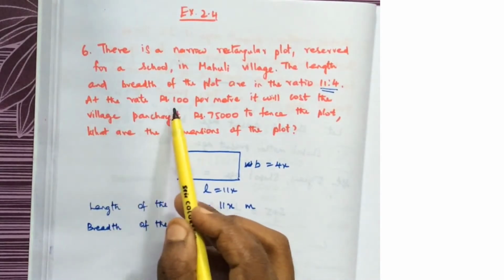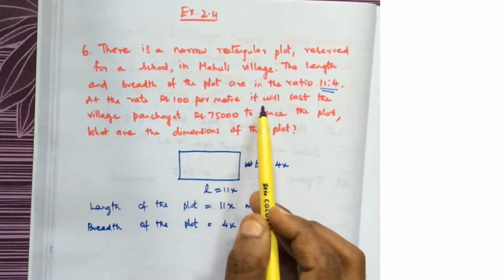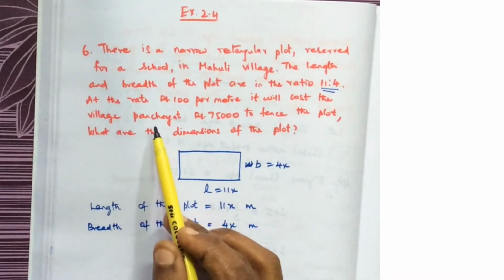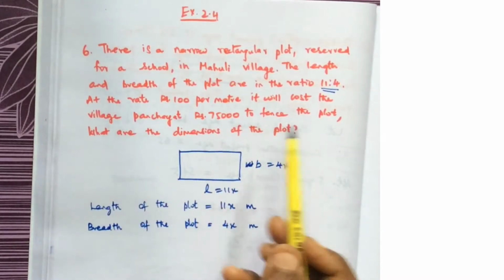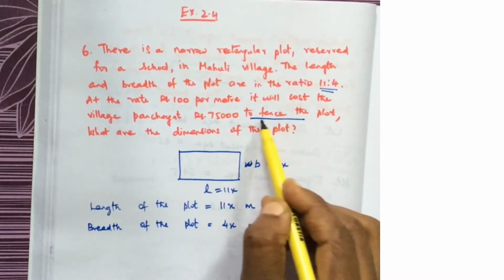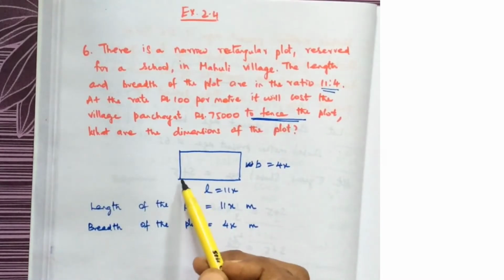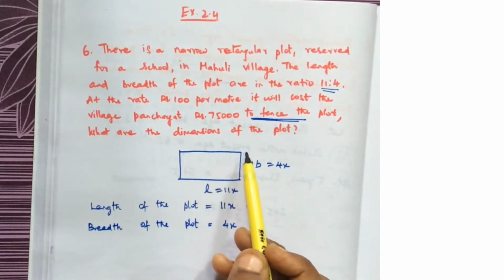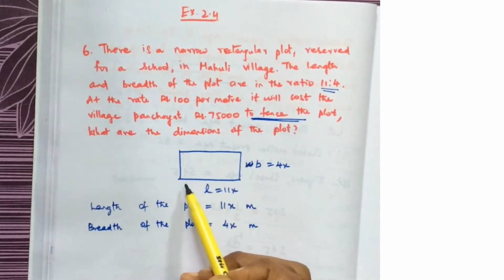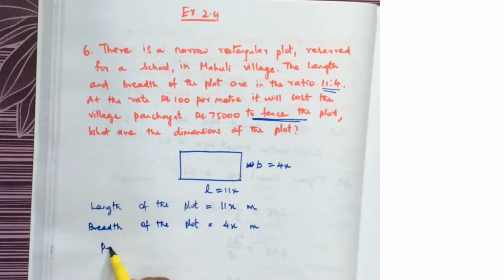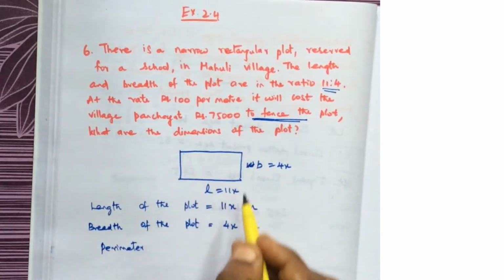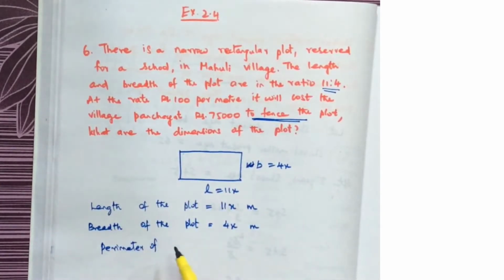At the rate of rupees 100 per meter, it will cost the village panchayat rupees 75,000 to fence the plot. That is, to fence the plot means they are fencing the plot. So you have to find the perimeter. So this is a rectangular plot. What is the perimeter of the plot?